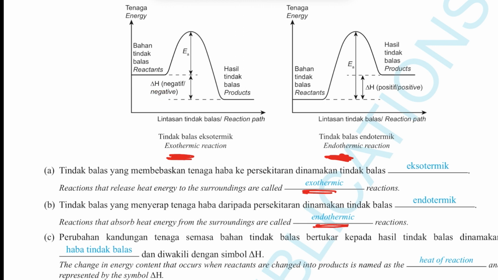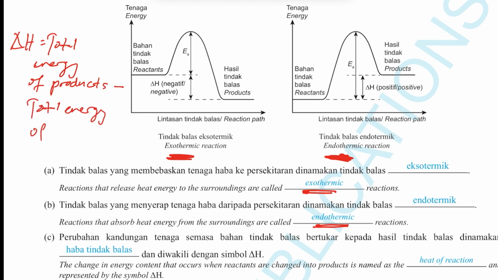For the endothermic reaction, delta H should be positive. Okay, how do we get delta H? So delta H, kalau saya boleh tuliskan delta H, macam mana kita dapat? The total energy of product minus total energy of reactant.